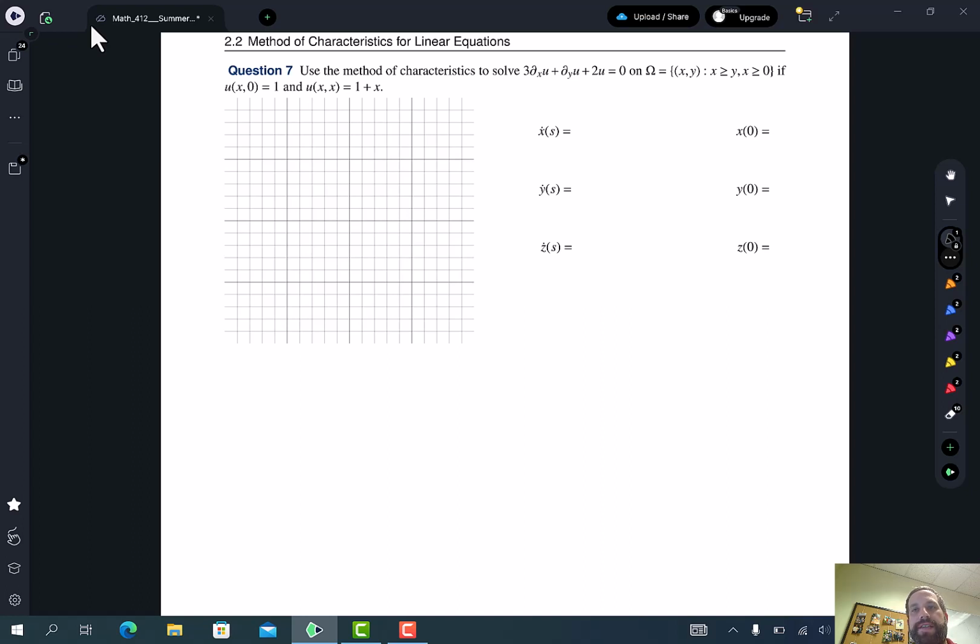Okay, so we have this PDE. Our domain is x is greater than or equal to y, and x is greater than or equal to 0. Our Cauchy curve is going to be given by u of x, x is equal to 1 plus x. So let me draw some stuff.